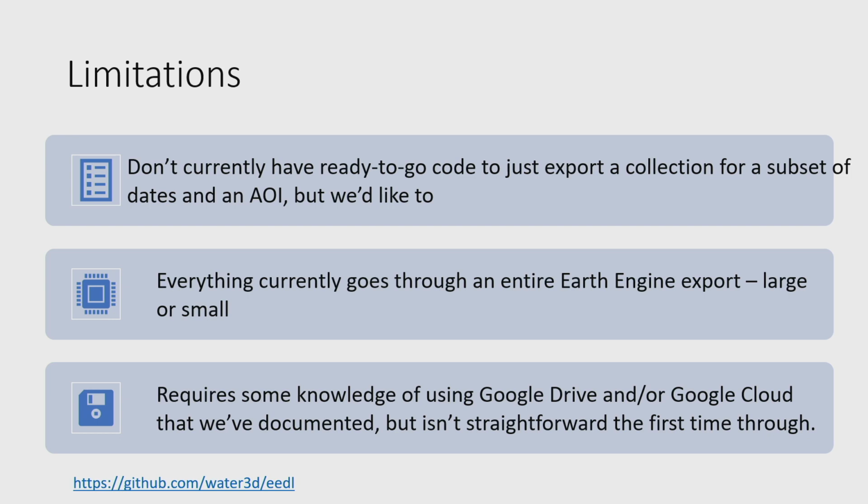And everything currently goes through an entire Earth Engine export, large or small. There's a new-ish Earth Engine endpoint that allows you to stream data directly into a Python array. I'd like to support that because it'd be pretty handy for smaller jobs where you could expect near real-time performance instead of an export, and it broadly fits with the mission of it. We don't support that, but I think it'd be nice.